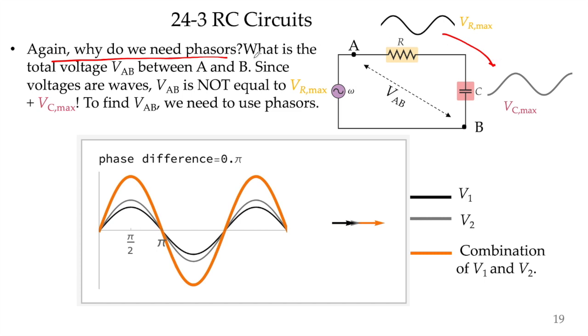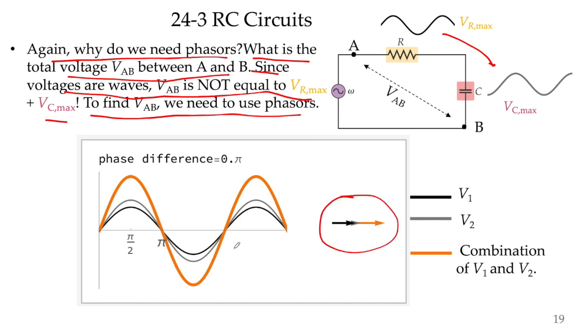So the question is again, what is the total voltage between A and B? Since voltages are waves, VAB is not equal to VR plus VC, so that would be wrong. To find VAB, we need to use phasors, the vectors. Now I'm going to show you an animation that I made in Mathematica. This subject is not really explained well in the book, so I hope you're going to understand it here. I'm going to teach you about waves, how you add waves, and what happens when there's a phase difference between them.